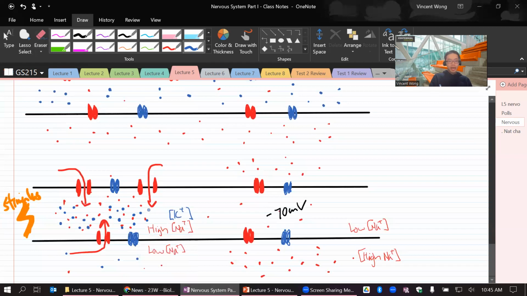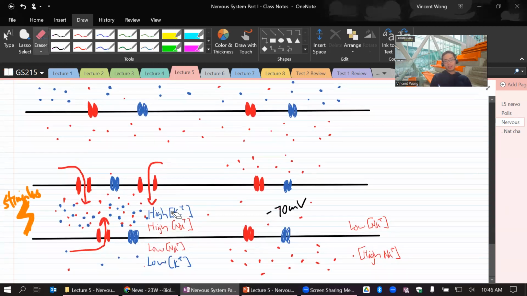So this is going to be high still, and then this is going to be low. So you might want to make a note here and say why it is still high and low. So despite the fact that all these sodium are coming in, since the potassium channels are still closed, the potassium has nowhere to go, right?